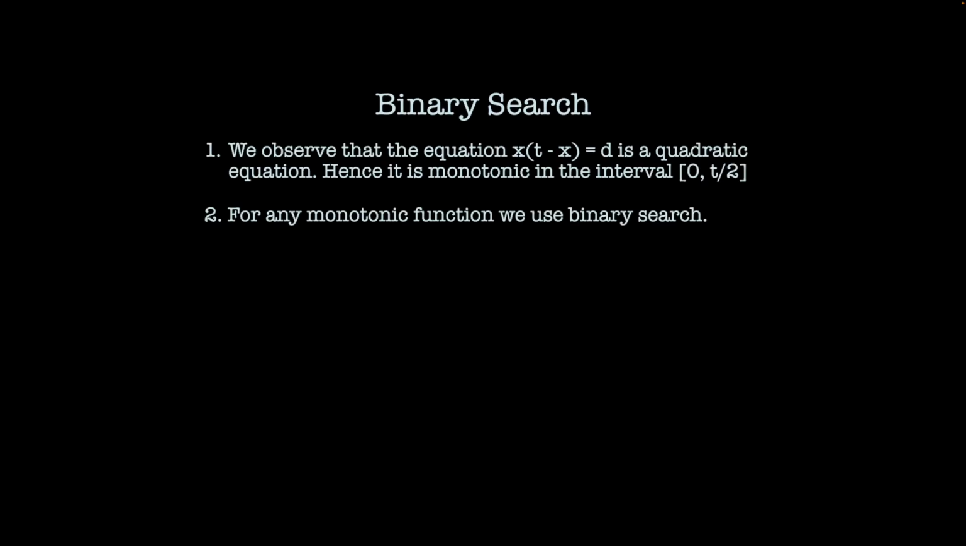All right, so let's look at the second technique, binary search. We observe that the expression x times (t minus x) equals d is a quadratic equation in x, and hence it is monotonic in the interval 0 to t by 2. This is essentially because a quadratic equation traces out a parabola, and the middle of the parabola is t by 2 here. And so from 0 to t by 2, the function is strictly increasing. And we very well know that for any monotonic function, we can use binary search.